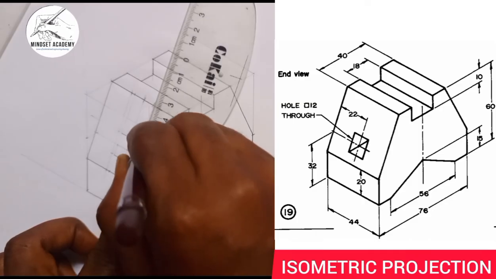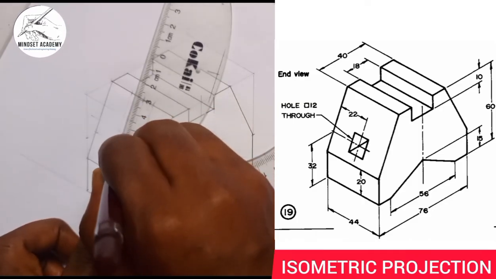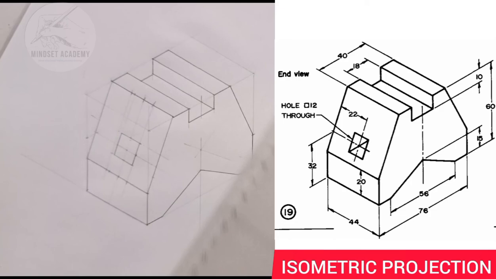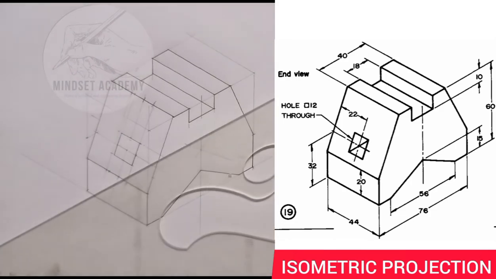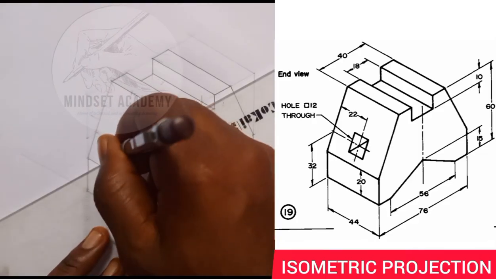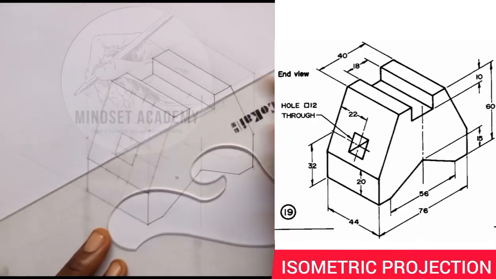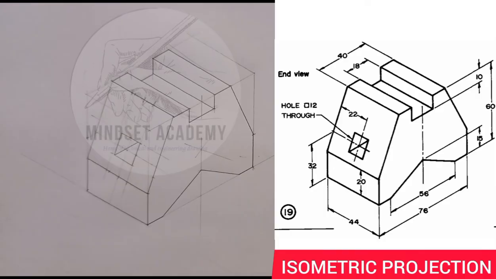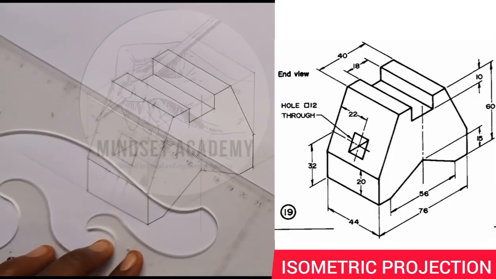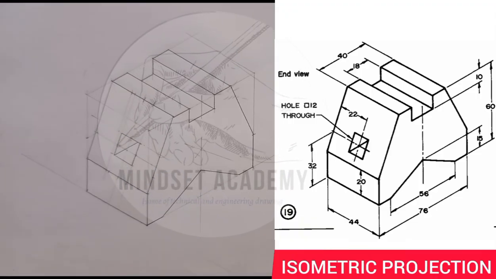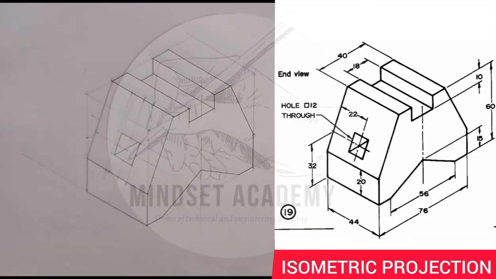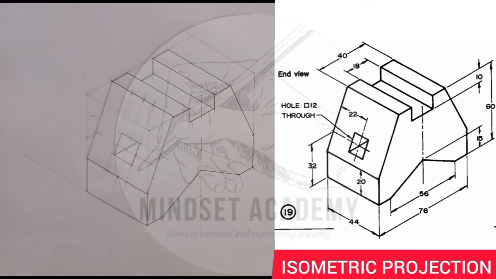This is what we have. So we have successfully produced the figure that you can see at the right hand side of the screen using isometric projection.